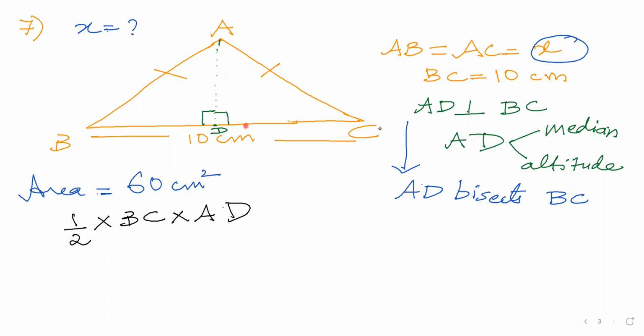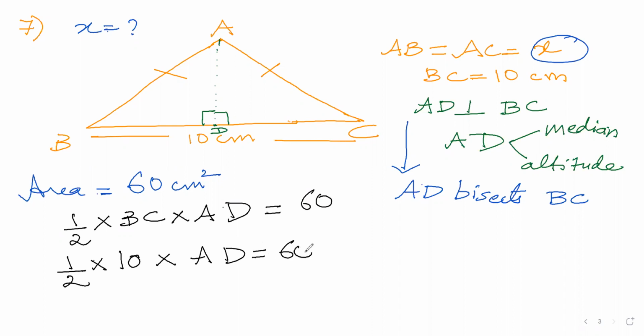So half of base into height is the area, which is equal to 60. Okay. So what is BC now? BC will be 10, isn't it? BC is 10. AD, I don't know. I'm going to find out now. So now I'll just do 2 into 5, 10. 5 AD is 60, or AD is 60 upon 5, isn't it? So AD will be 60 upon 5, which is 12.